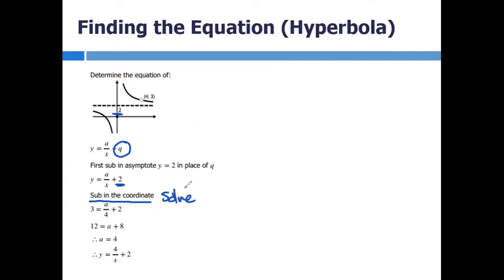Okay, so everything, there's a piece of information that you get, and then the next piece of information, you have to substitute a point and solve. It's the same for all of the graphs. They might look different.